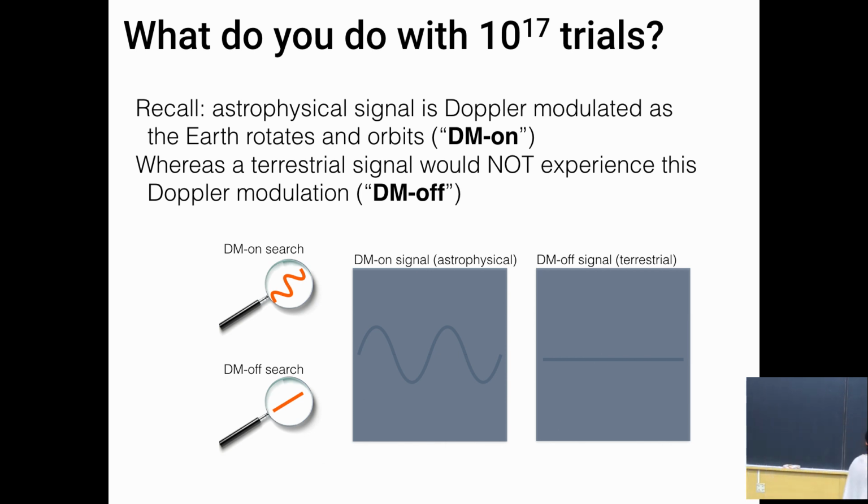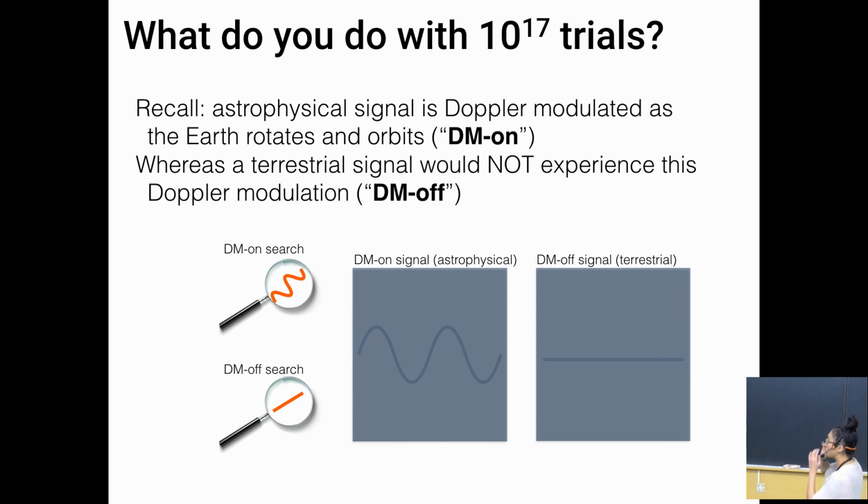If you remember, we said that a signal coming from space, astrophysical, coming from over there, the Earth is rotating and orbiting. So an astrophysical signal is going to be Doppler modulated as the Earth does its thing. Detector disturbances come from the Earth itself, they come from the detector. The detector disturbance is not going to be Doppler modulated throughout the search.